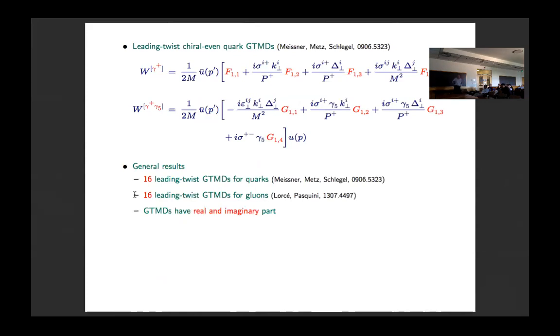If we look at all the leading twists, which means we also have to include the chiral odd sector, it's a total of 16. Later in the talk, I come back to this number. It's not accidental that it shows up. The same number of GTMDs appears for gluons. And to make it even more complicated, the GTMDs have both a real and an imaginary part. So what this means is that at leading twist we deal with 32 functions, compared to 8 leading twist GPDs and 8 leading twist TMDs.